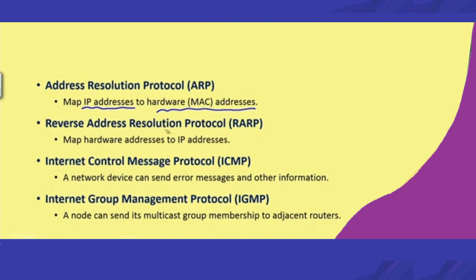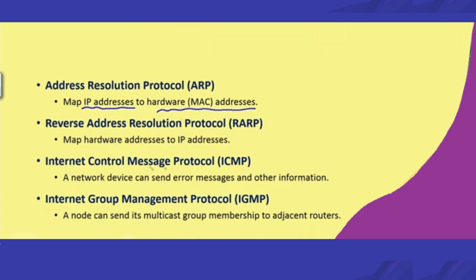The reverse address resolution protocol, or RARP, does the reverse. It converts the MAC address, or hardware address, to an IP address. Now, whenever data is flowing in a network, in a LAN, these ARP and RARP protocols are very useful. They are used quite widely. We will be discussing this again later.